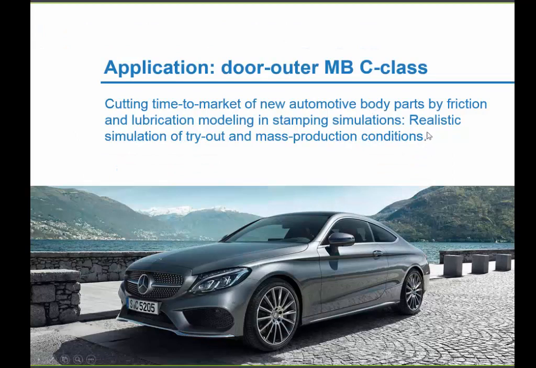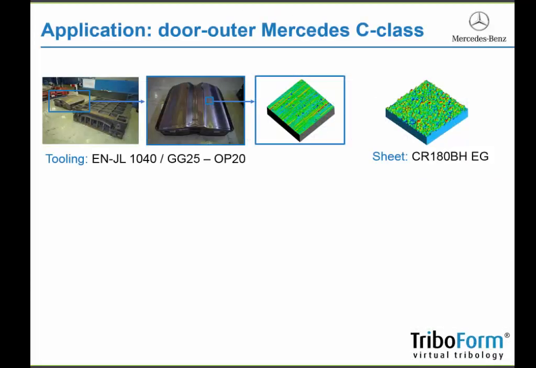So the question of Mercedes was, if we look at the door outer, that they had problems in try-out production. So from try-out, they had fractures in the product. But at the same time, they know that if they go from try-out to the full-scale production run, these problems will disappear. And what they want is to have a software tool to bridge the gap between try-out production and mass production. We have analyzed this door outer for Daimler.